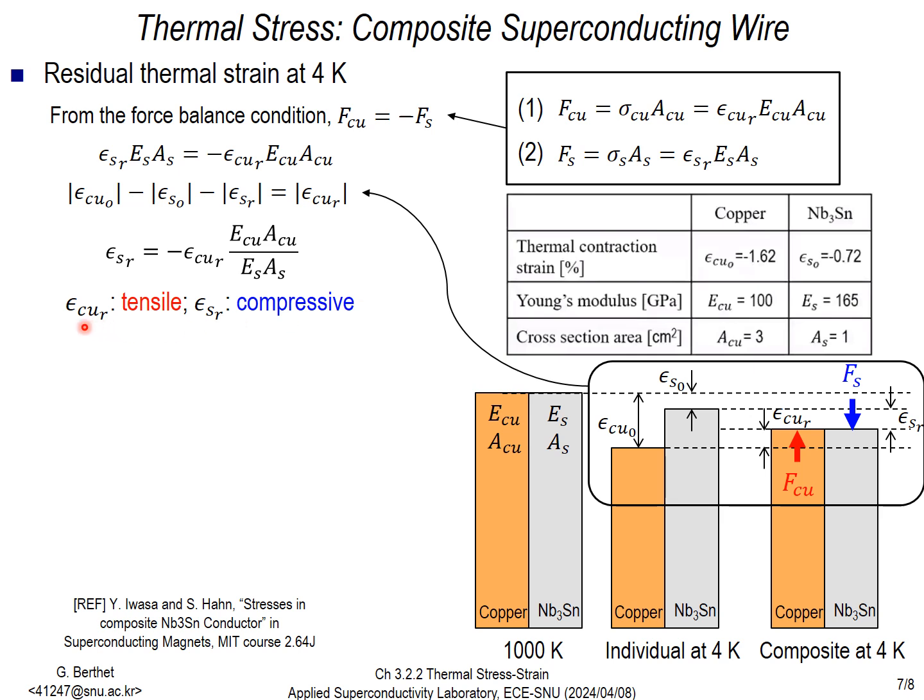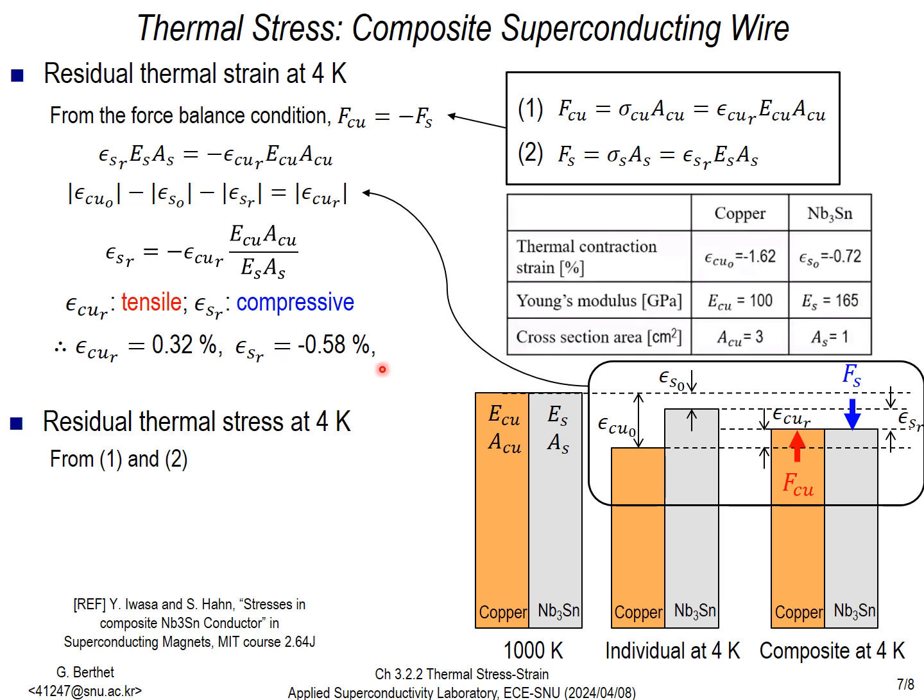We get a tensile strain for the copper of 0.32% and a compressive strain for the superconductor of 0.58%. Using again the stress-strain relation, we can also find the residual thermal stress with 320 MPa for the copper and 957 MPa for the superconductor.